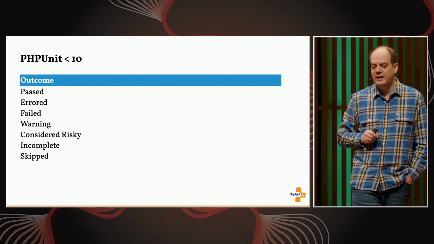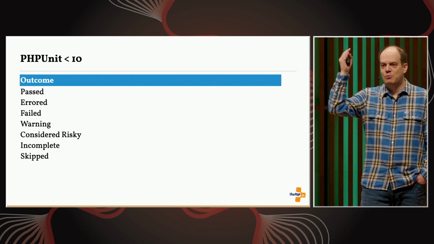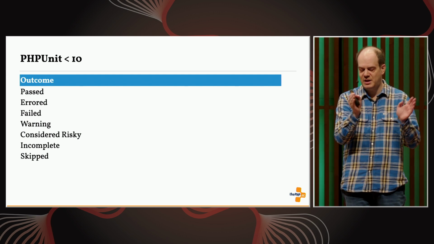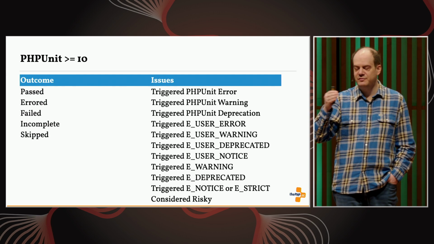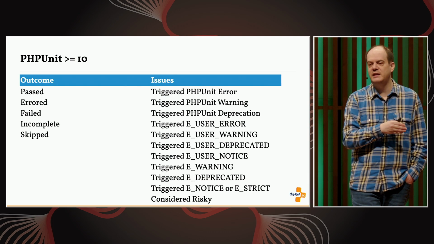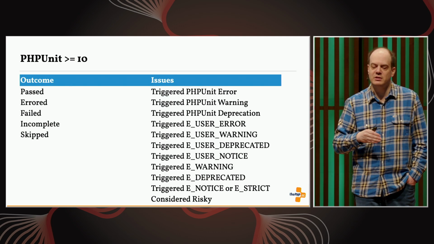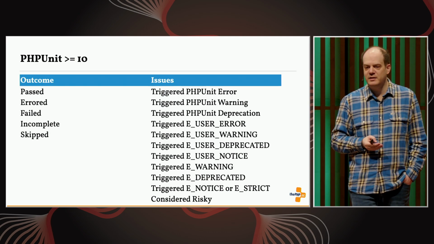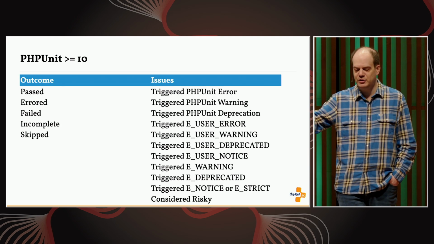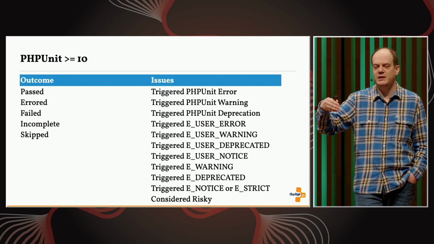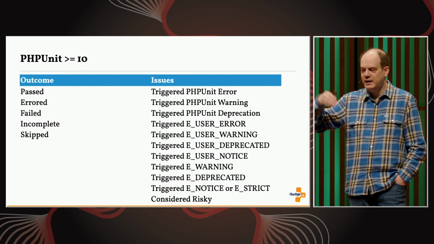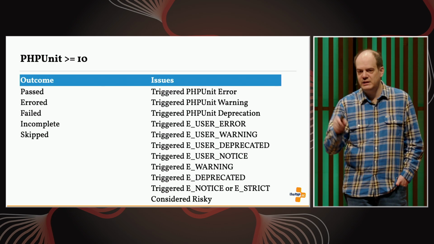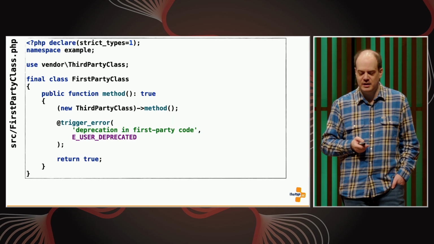So before PHPUnit 10, PHPUnit only had one outcome. A test could either pass or fail or be considered risky, and that was a mess. Now we have 5 types of outcome: passed, errored, failed, incomplete, skipped. And in addition to the outcome, there can be issues. You called a method in Laravel that is marked as deprecated and will be removed in the next major version. You called a function in PHP that is deprecated and will be removed in PHP's next major version. Things like that. And you get really detailed output of that and can act on that.